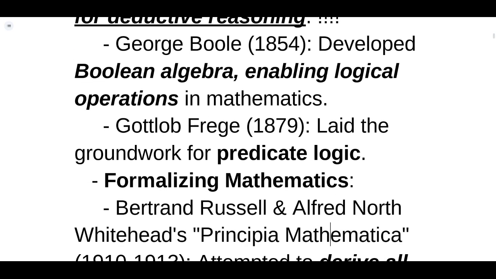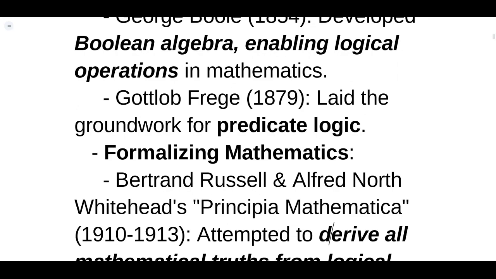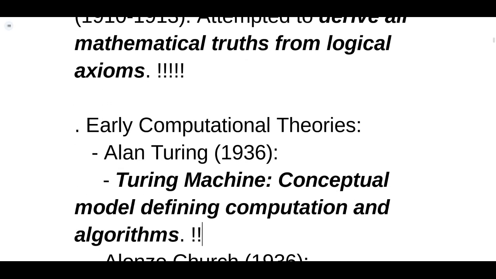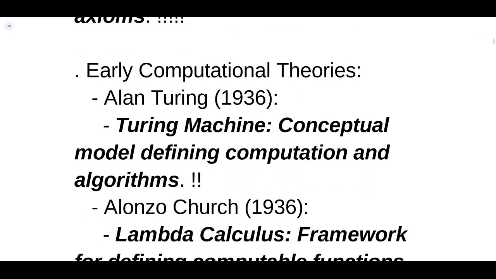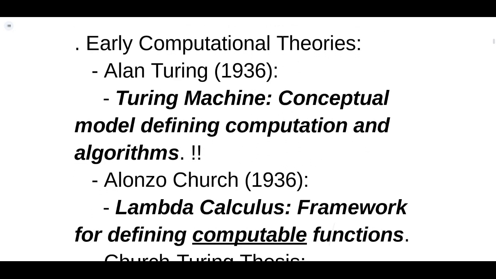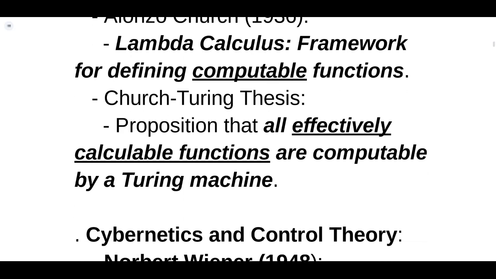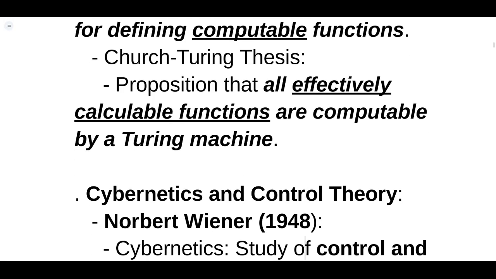enabling logical operations, then predicate logic, then formalization of mathematics to derive all mathematical truths from logical axioms. Then early computational theories in 1936: the Turing machine, a conceptual model defining computation and algorithms, then lambda calculus, a framework for defining computable functions. Then comes the very famous Church-Turing thesis, which is a proposition that all effectively calculable functions are computable by a Turing machine.